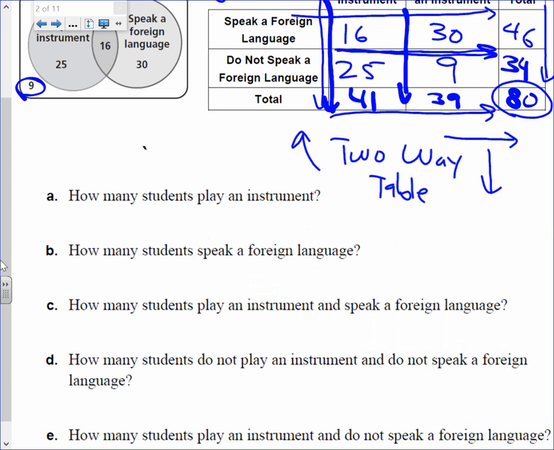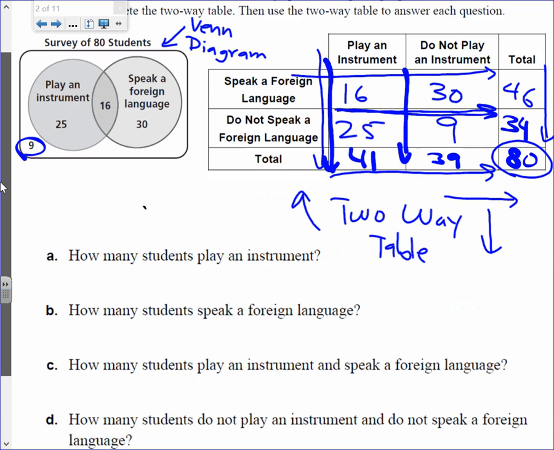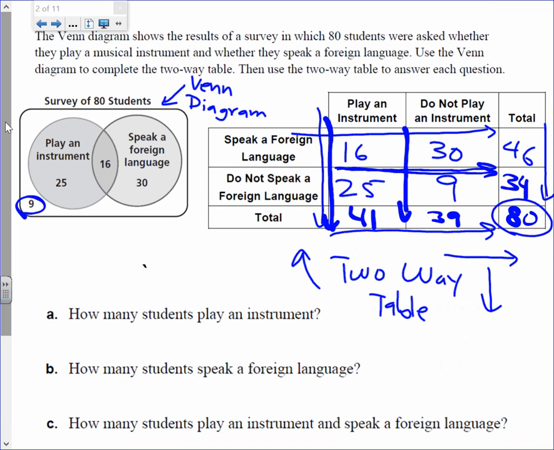All right, how about A? Here we go. How many students played an instrument? So if it's playing an instrument, it's every number inside the play the instrument circle. So that would include the 25 plus the 16, because everyone in there plays an instrument. So that would be 41.